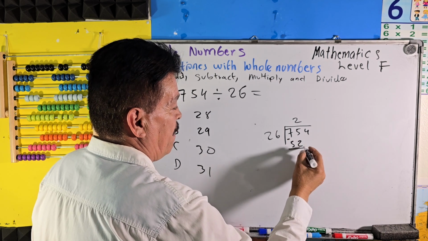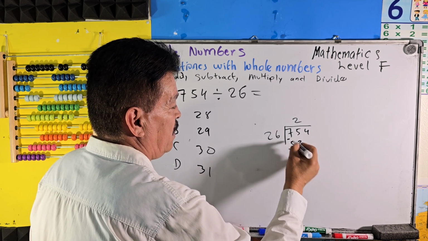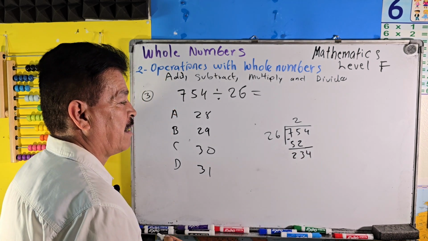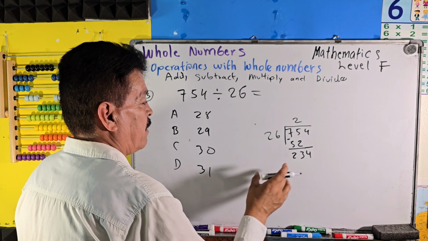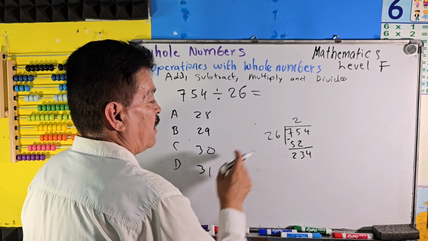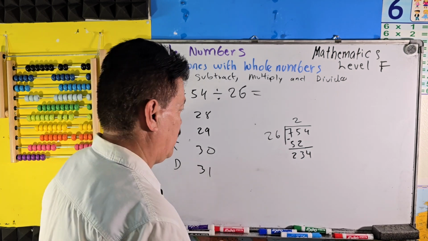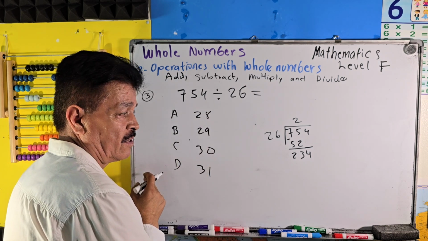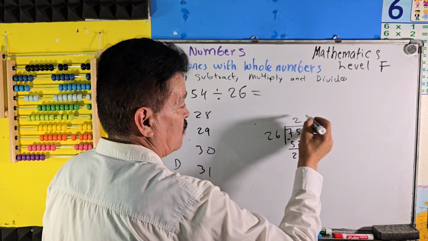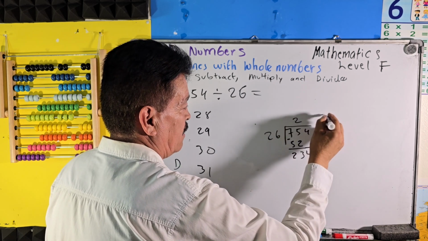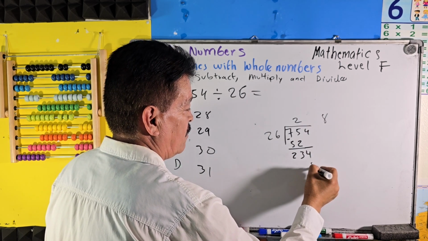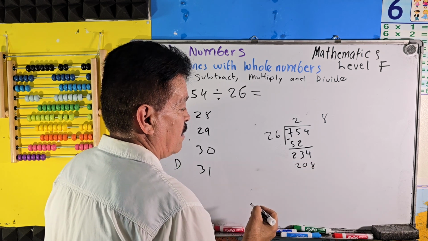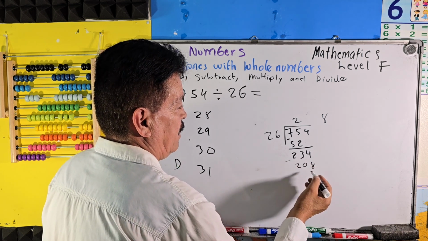So 5 minus 2 is 3, 7 minus 5 is 2. So bring down number 4. How many times does 26 go into 234? Let's see. You have 2 here. Is it 8 or is it 9? So let's see 8. First 8. Possibly 8. Let's see 8. Let's see.